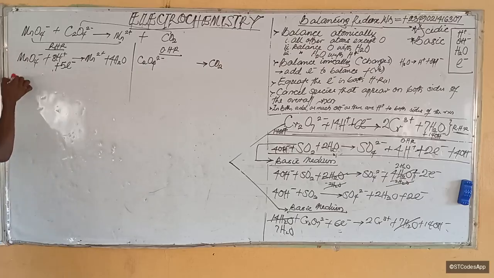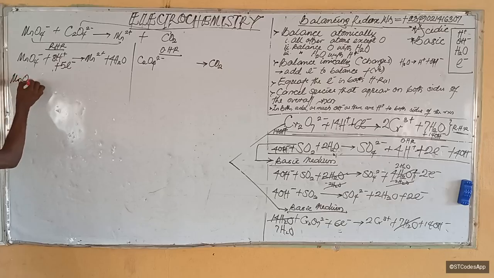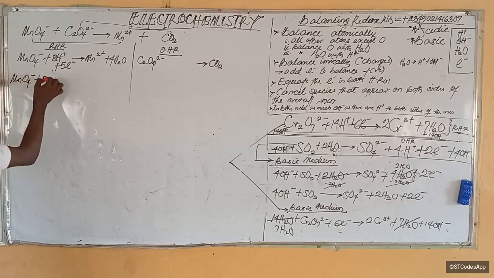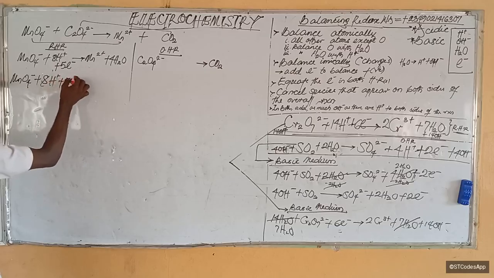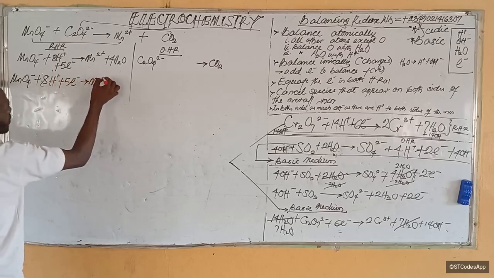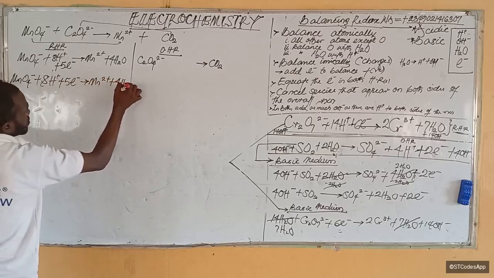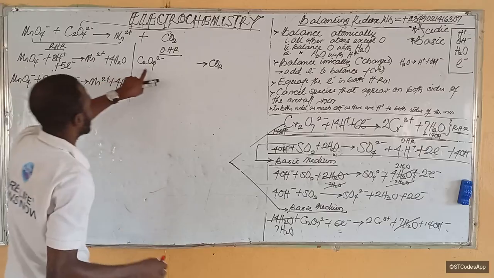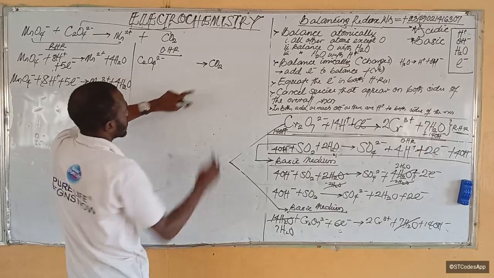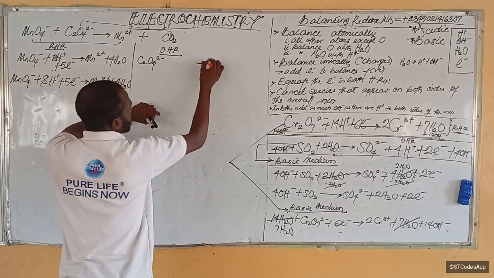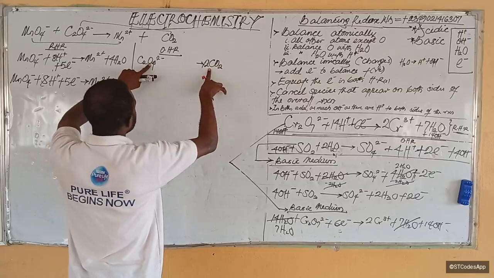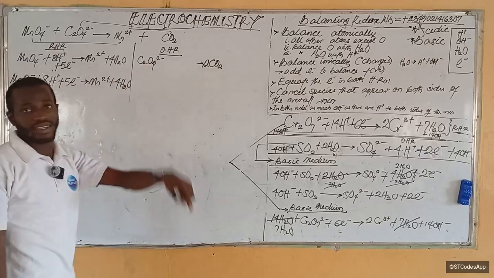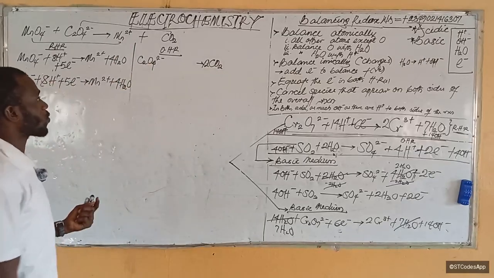Our half reaction becomes MnO4- plus 8H+ plus 5e- to give Mn2+ plus 4H2O. So now let's balance this one. C is 2, C is 1 here. We come and add 2 here. So that C is now balanced. Oxygen is now 4 here, 4 here. Oxygen is balanced. So we don't need to add water anywhere.